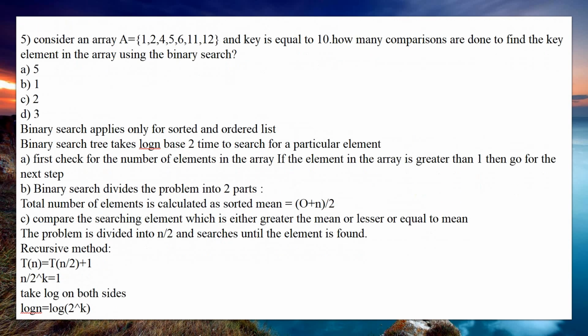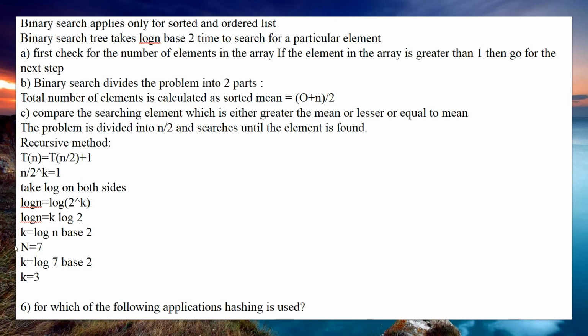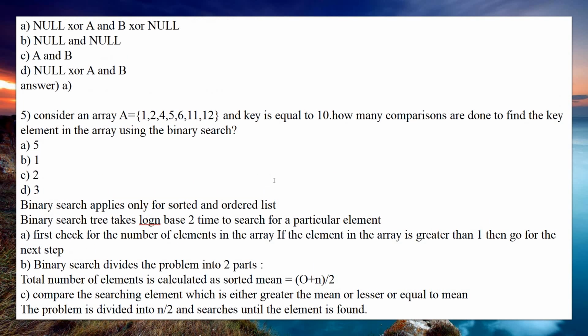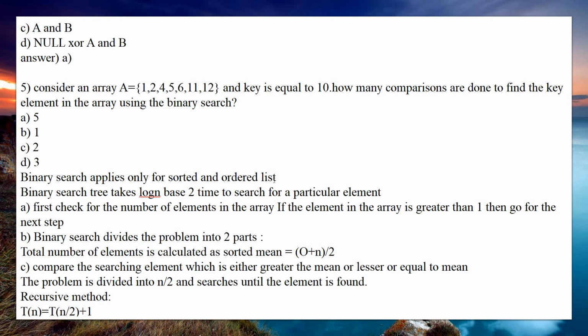So totally there are 7 elements in an array, so we have considered the value of n as 7. So k is equal to log 7 base 2. Log 7 to the base 2 will be equal to 3. So you can say the number of comparisons that is needed to find the key element using binary search is 3 comparisons.